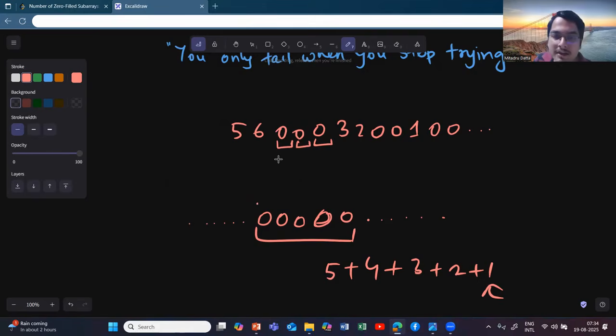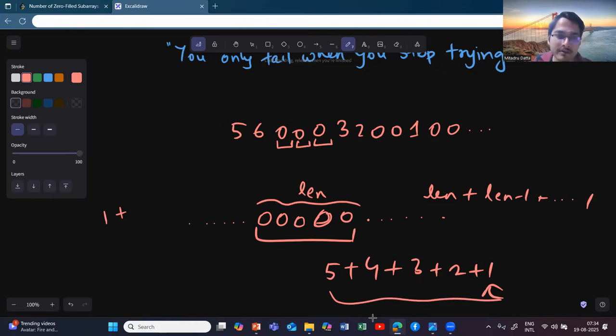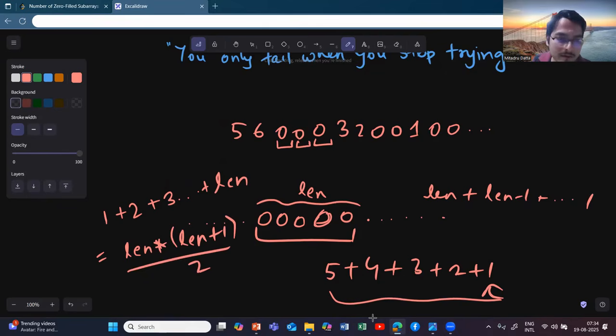So whichever length you get, you need to do length plus length minus 1 and so on all the way till 1. You know what the sum of the first n natural numbers is, right? This is nothing but the sum of the first n natural numbers. So if someone asks you to calculate this, your answer will simply be length into length plus 1 by 2. I hope you already know this formula from your primary maths classes. This is something you must know.